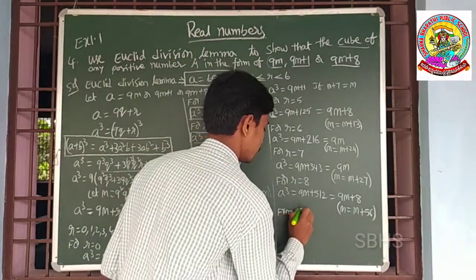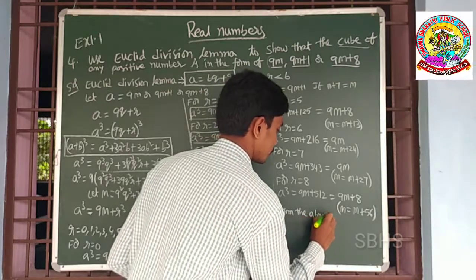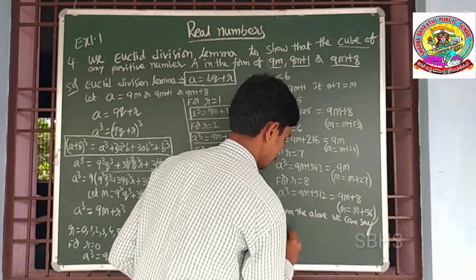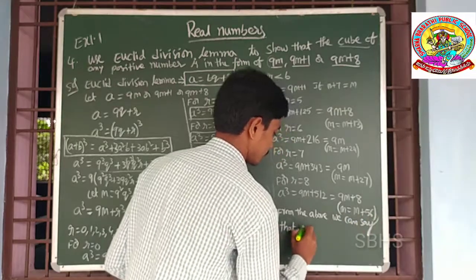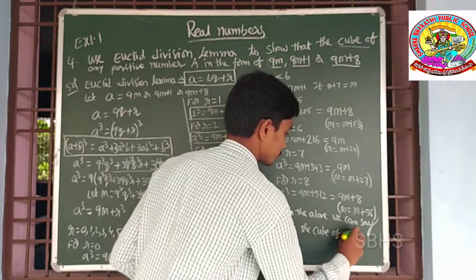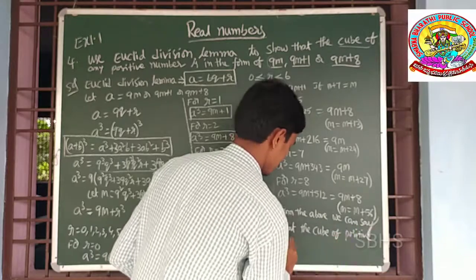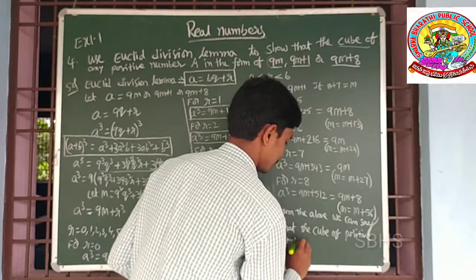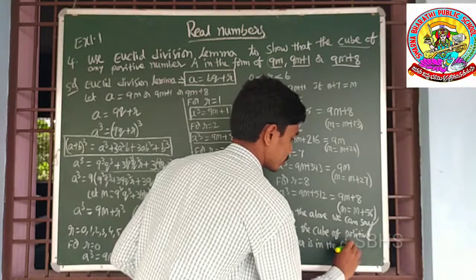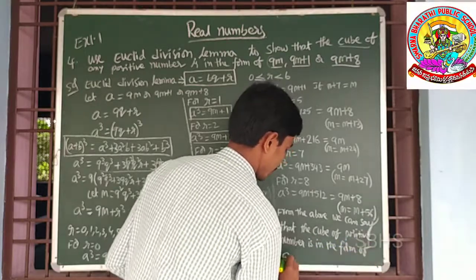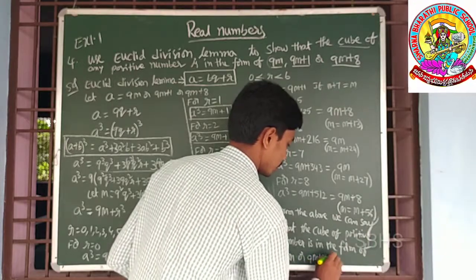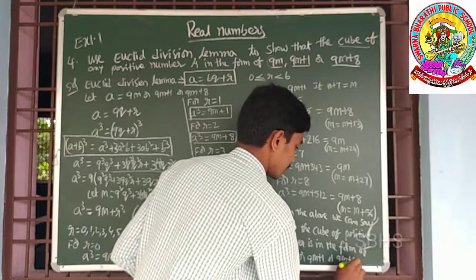From the above we can say that the cube of any positive number is in the form of 9m or 9m plus 1 or 9m plus 8.